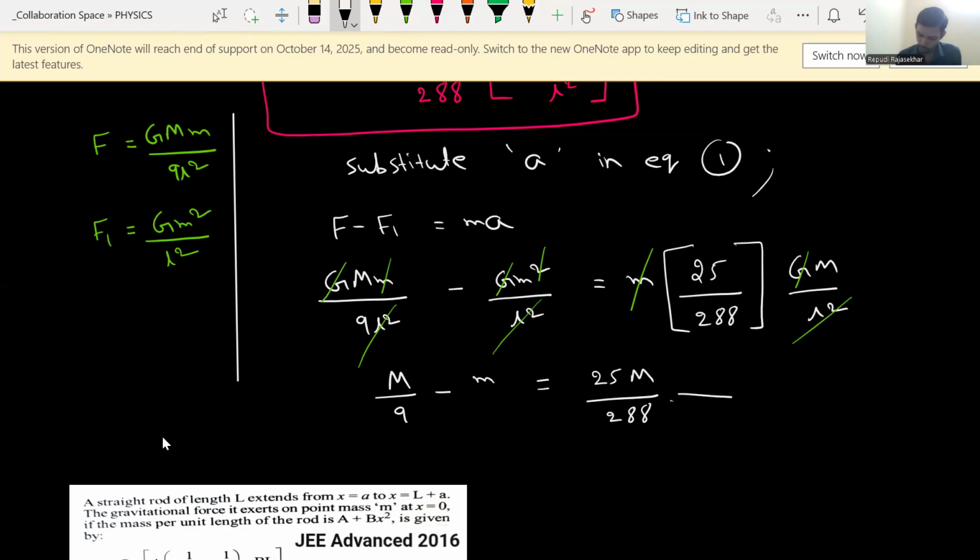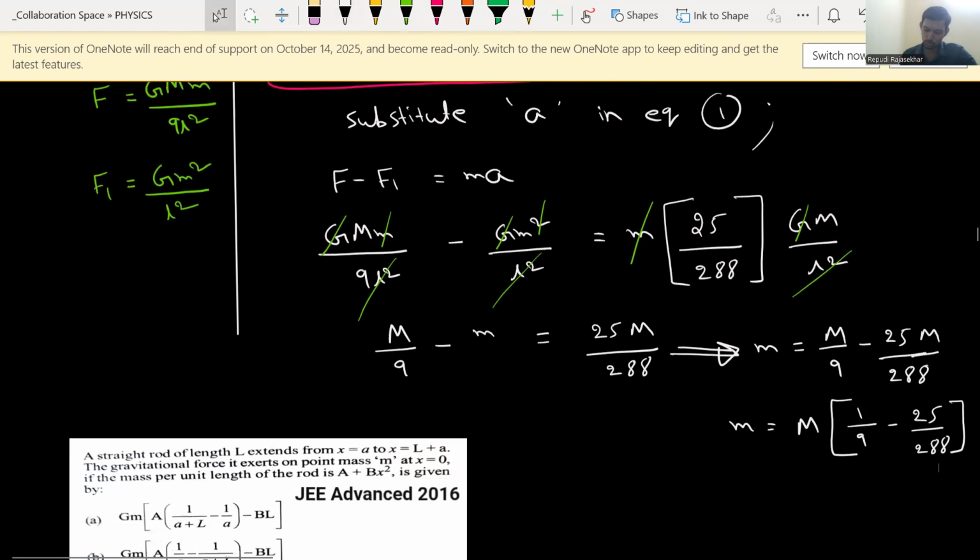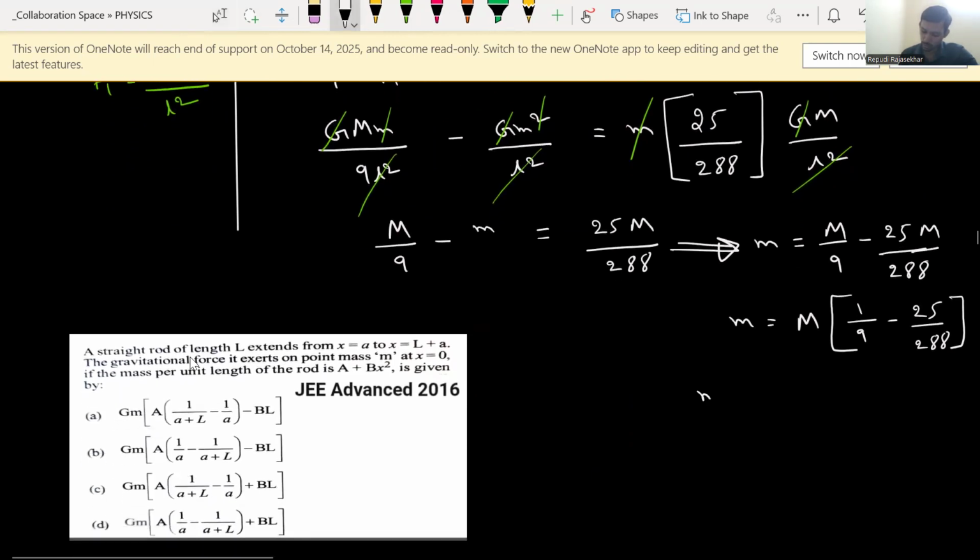Now simplify this whole equation. We want a small m value, right? Because in the question they asked about small m. So small m can be written as M by 9 minus 25 M divided by 288. So small m equals to, take capital M as common. If I take capital M common, this becomes 1 by 9 minus 25 divided by 288. Right. So we need to simplify this everything to get the value.